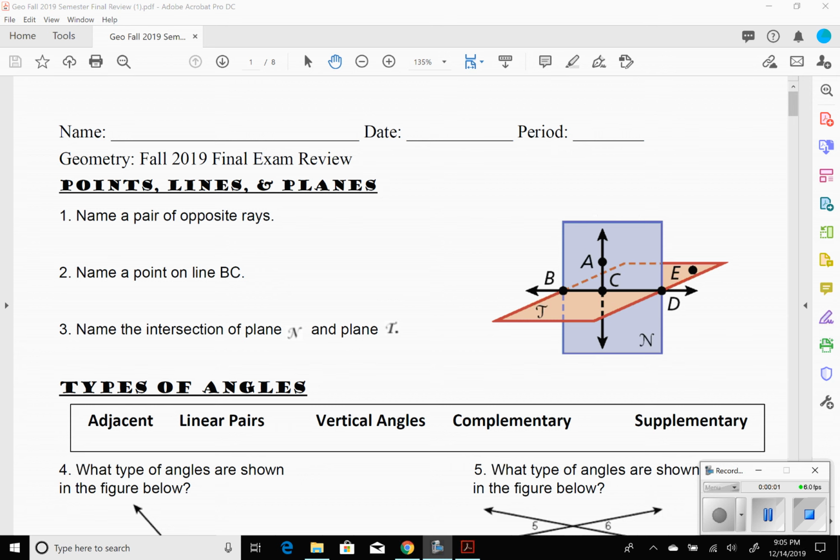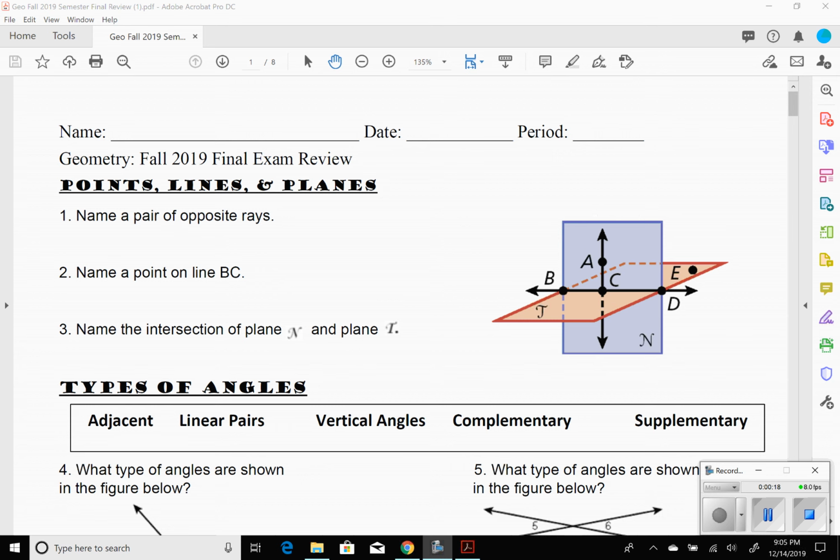Okay, y'all. So now we're going to go through and do the final review for the fall. I'm going to break the whole review up into probably a couple of videos just because it would be too large if it was all one. So first thing here, points, lines, and planes.